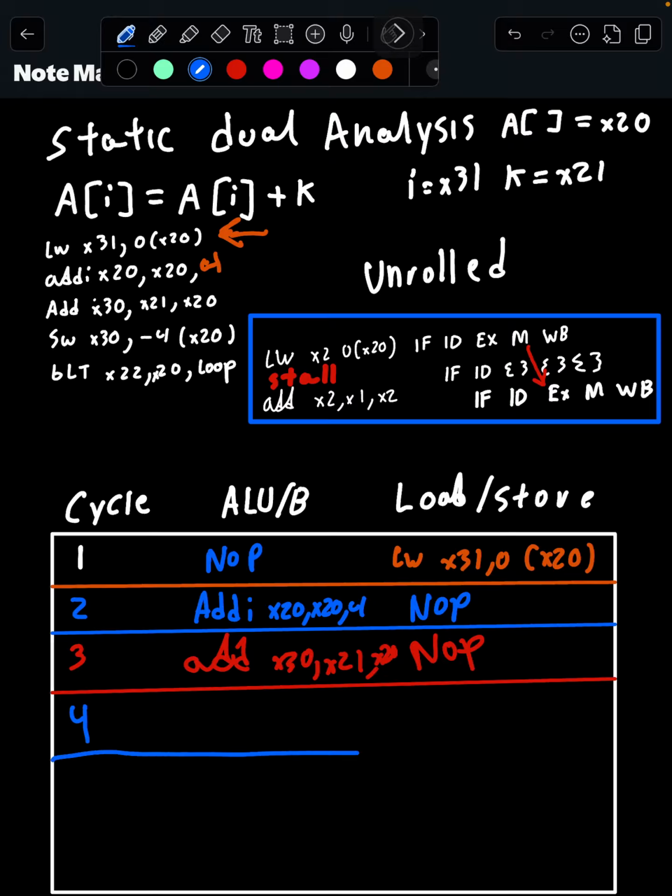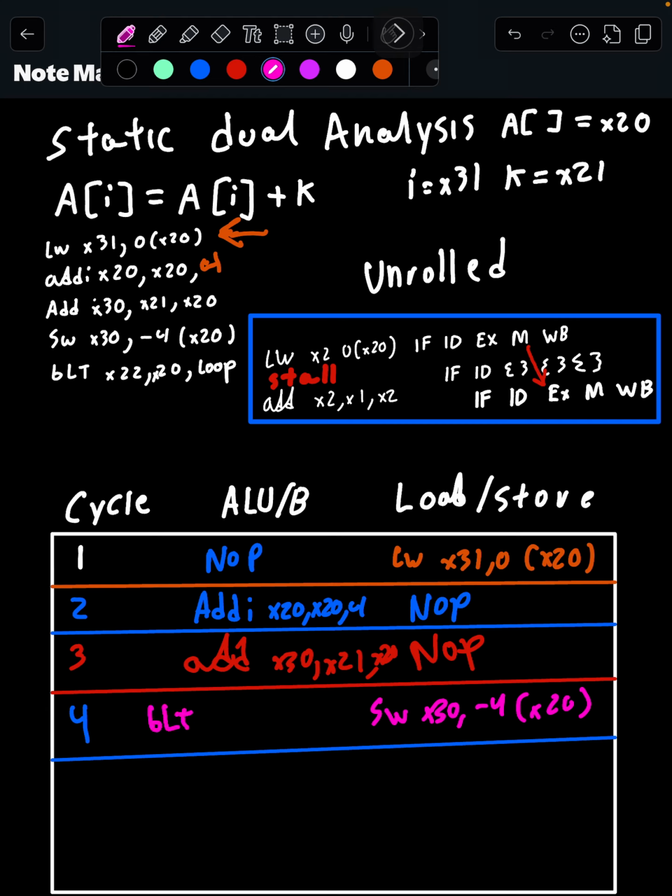Cycle 4. Okay, so do we now have a load and store operation that we want to do? The answer, yes. We have store word. So what are we going to do? We're going to write store word here. That's x30. My handwriting's so bad here because I never use this pencil, but now on our ALU or branch, do we have a branch operation we want to do? That is correct, we do. So we have a BLT, and we are able to do that. And that is one iteration of unrolled on this code.